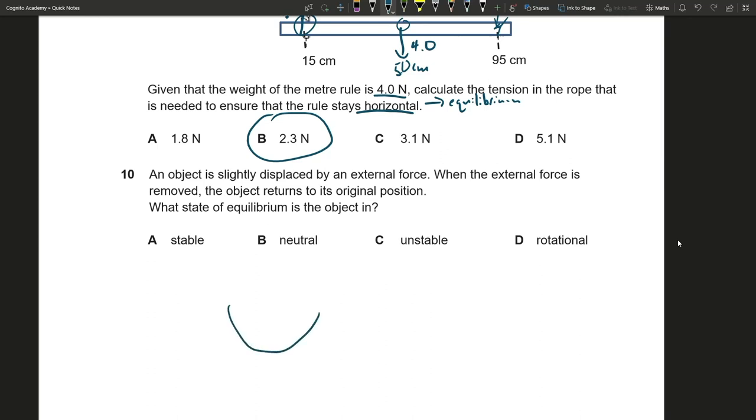We can think, let's try to visualize this if the words were a bit confusing. So the object is slightly displaced, so maybe it's displaced here, and then when the external force is removed, it goes back to its original position. That is the definition of a stable equilibrium.